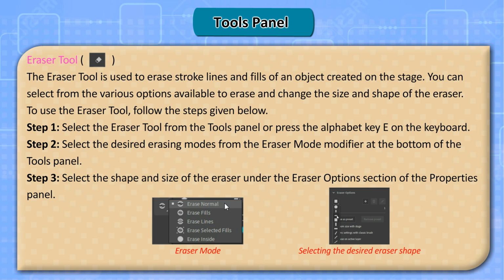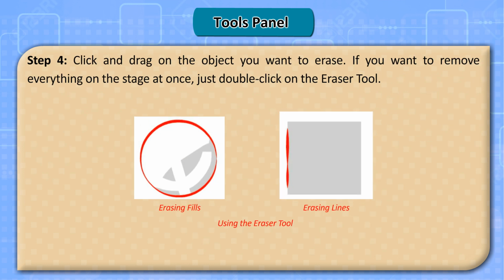Eraser Mode. Selecting the desired eraser shape. Step 4. Click and drag on the object you want to erase. If you want to remove everything on the stage at once, just double-click on the eraser tool. Erasing fills. Erasing lines. Using the eraser tool.